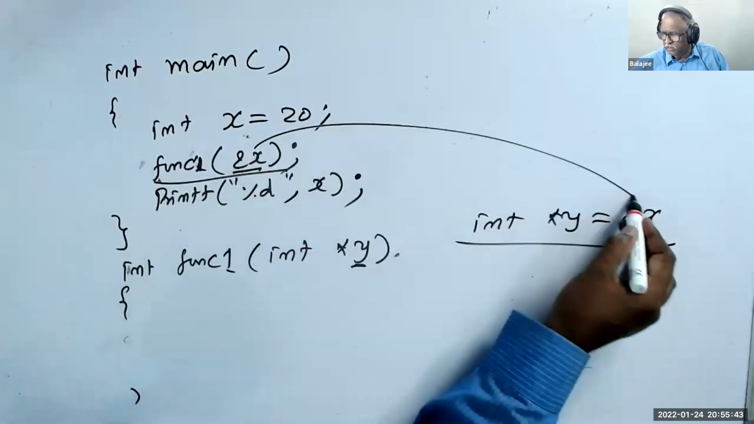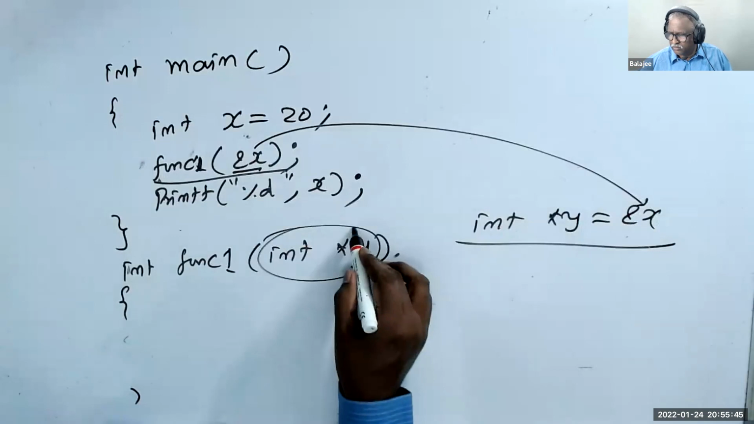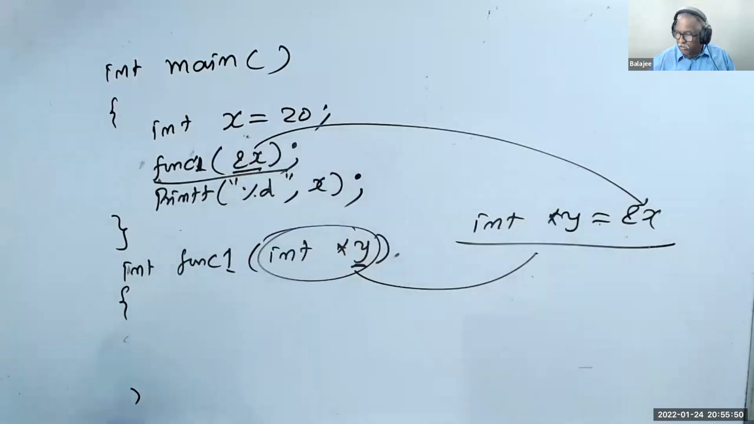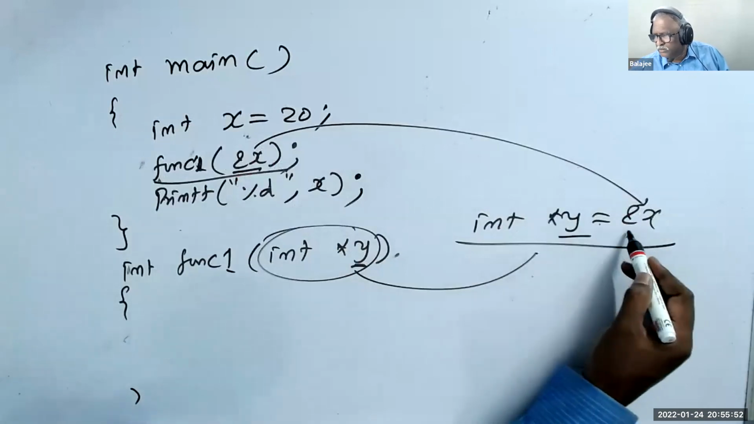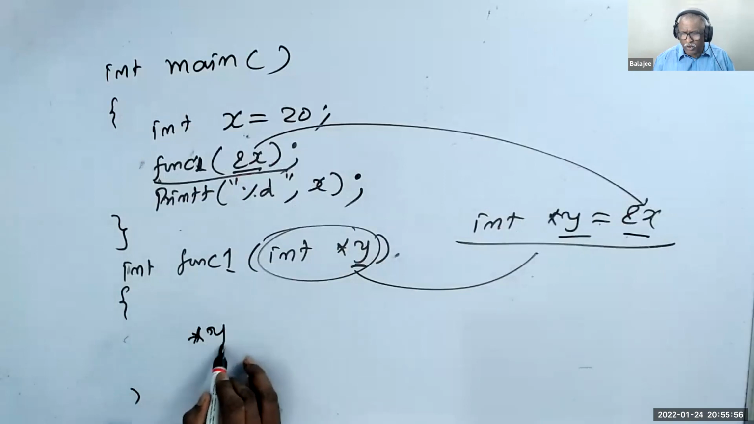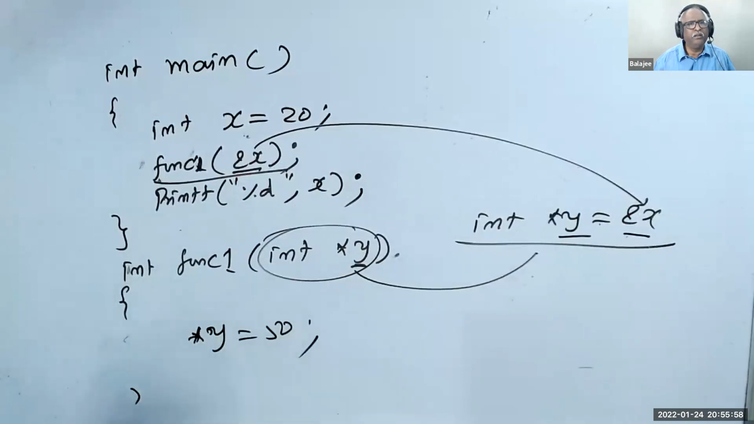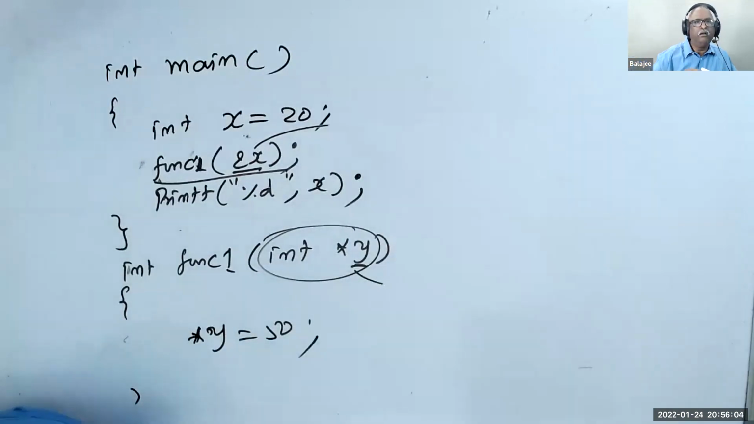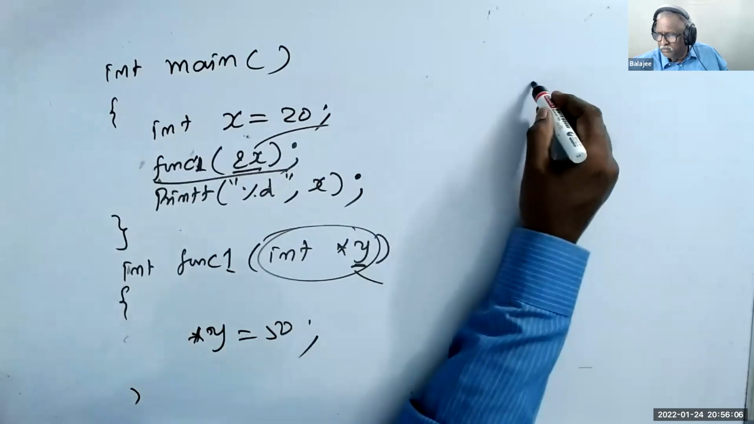This &X goes here, the star Y goes here. This is what is meant by parameter passing. That means that Y becomes &X. If I put here internally, star Y is equal to 50. Now let us see what is happening. Please understand how it happened.